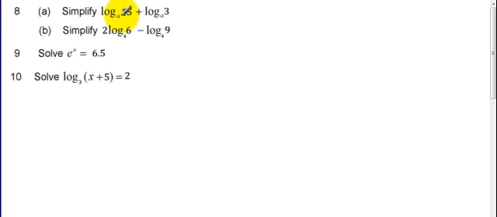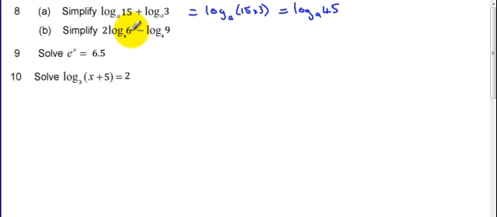First law of logs tells us, since we've got the same base here, log to the base a of 15 plus log to the base a of 3, we can multiply and combine it into one log. So this is log to the base a of 15 times 3, which is log to the base a of 45.